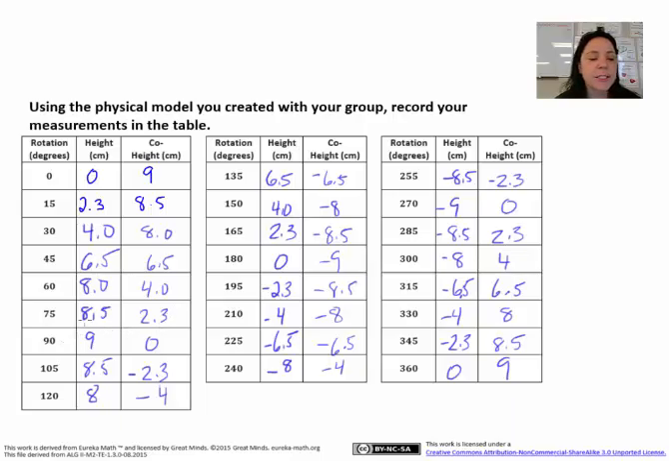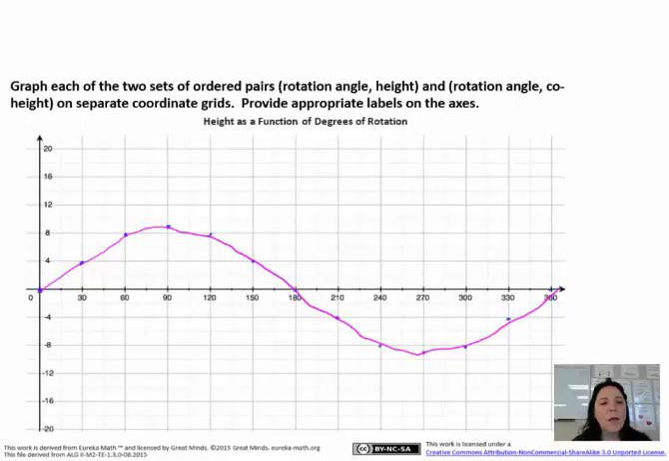There seems to be a relationship between these. Let's look at them on the graphs. When I plot my points for the height function, I get a curve that looks like this. It looks much like the curve we made yesterday, but now it's moved down so that it goes through the x-axis. Let's take a look at the co-height.